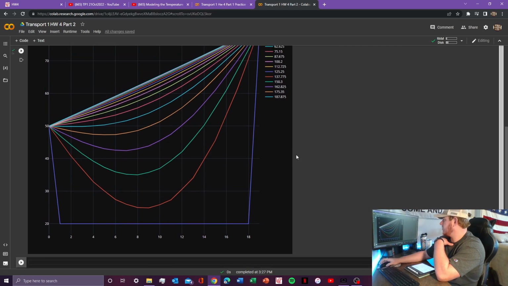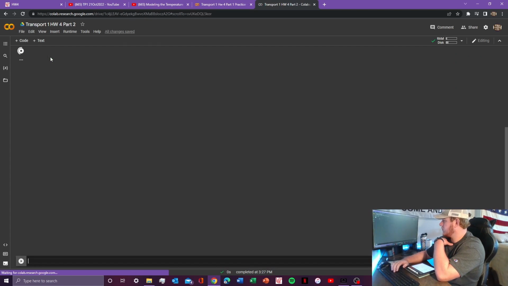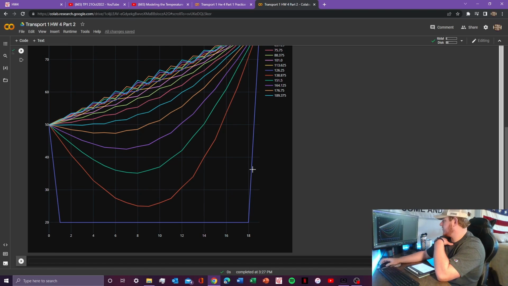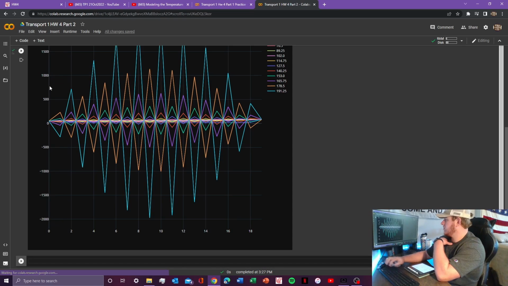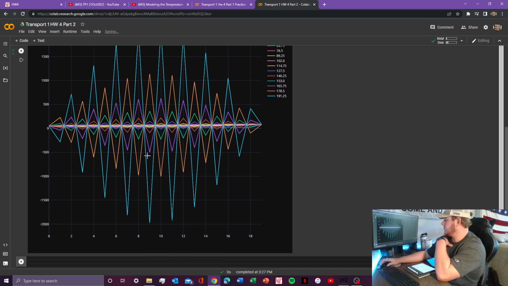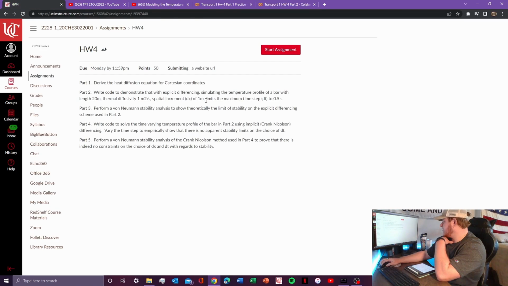Maybe not 0.01. Let's try 0.08 or 0.05. There we go. We start to get a little more wobbly. You can see that it starts to misbehave. And then let's just jump to 0.51. So let's do a big jump. Look at that. That is absolutely nowhere near linear, nowhere near where we want it to be. So that proves that the maximum time step is limited to 0.05.